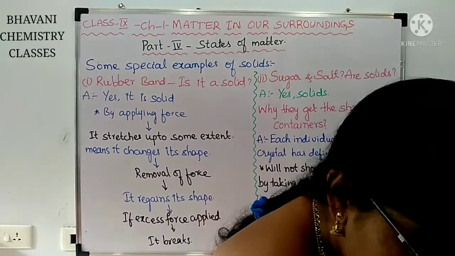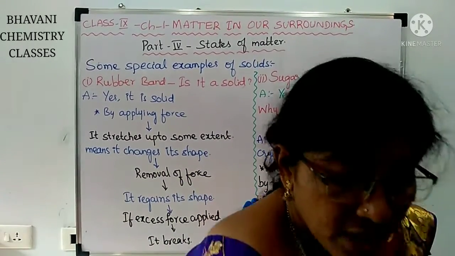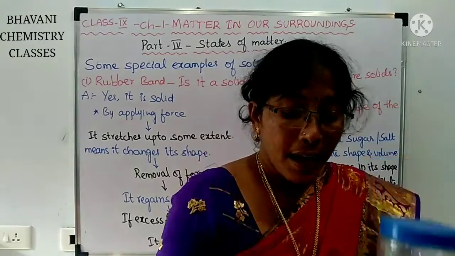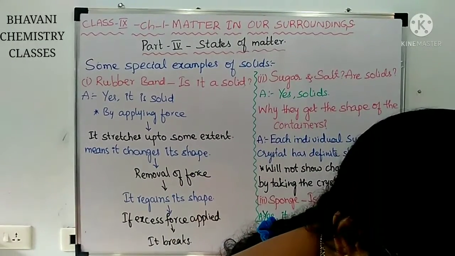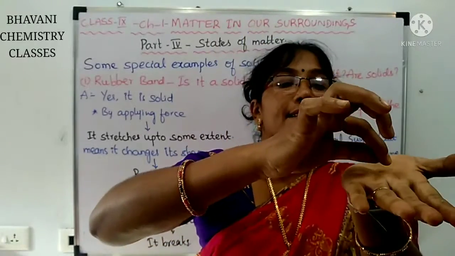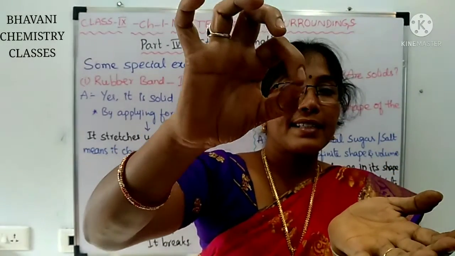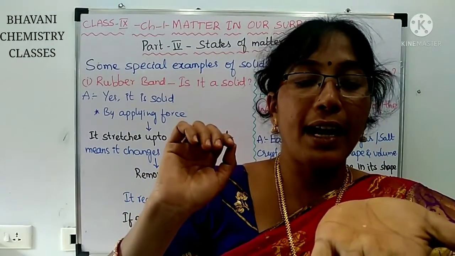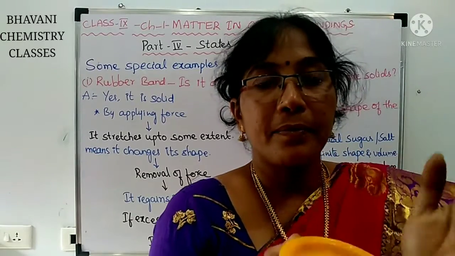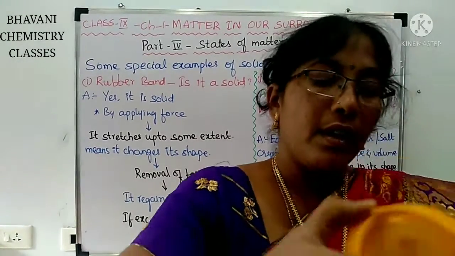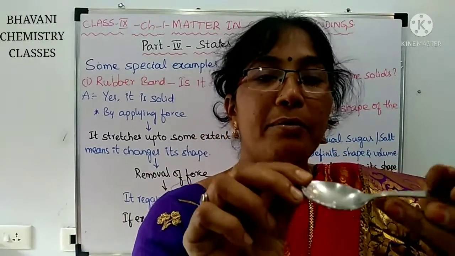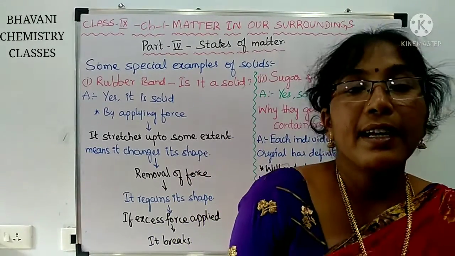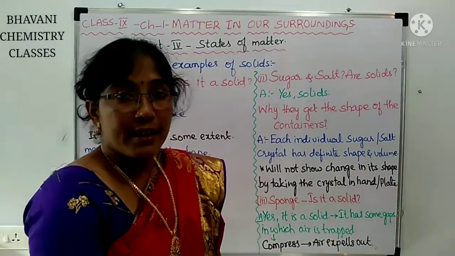Why? Because if you take a bulk amount of crystals of salt and sugar, they will get the shape of the container. But if you take a single crystal, see, this is a single crystal, this crystal will have the same shape. Even if you take it on your hand or on the plate or on the spoon, the crystal will have the same shape as it had before. This is the reason we can say that sugar and salt are solids.